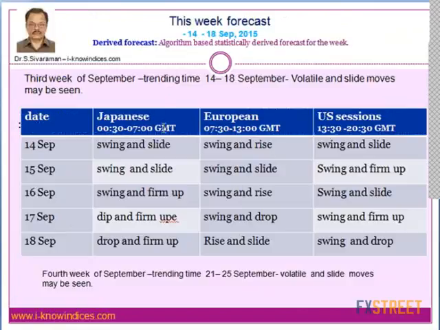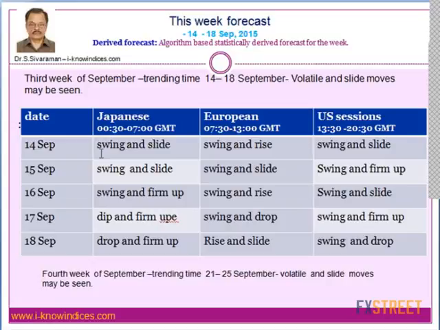So this is a statistically derived forecast, a series of statistical calculations which is referred to as an algorithm, and which is being used in order to give the forecast. So we find that the day consists of 3 sessions according to the convenience of the players, and those 3 session timings are given here.